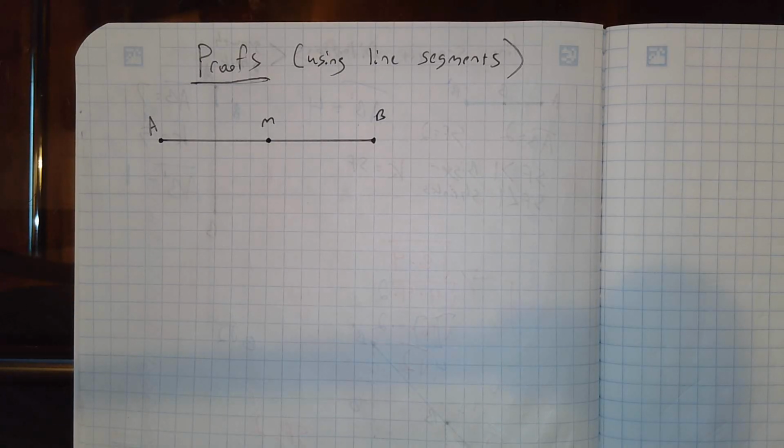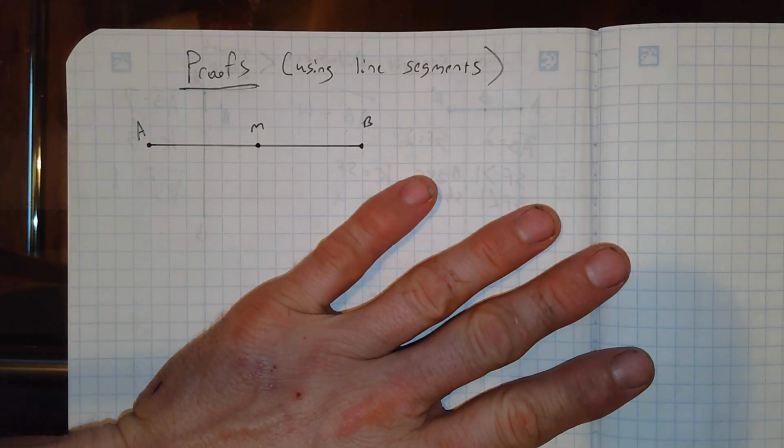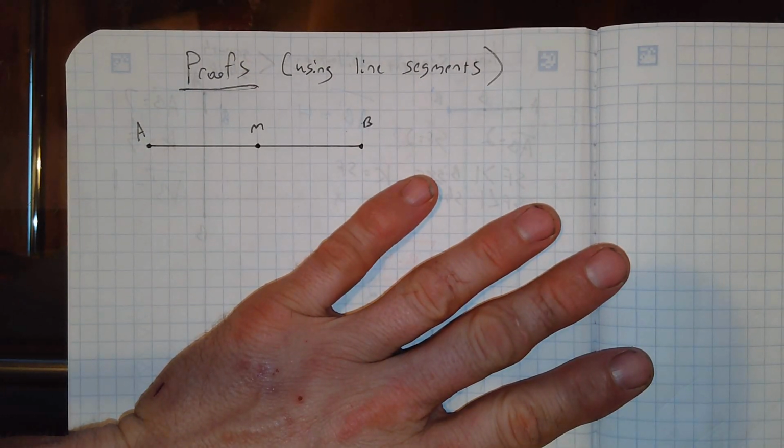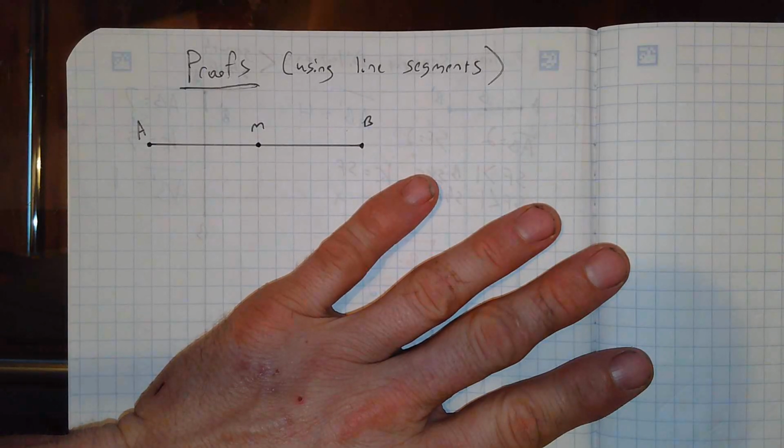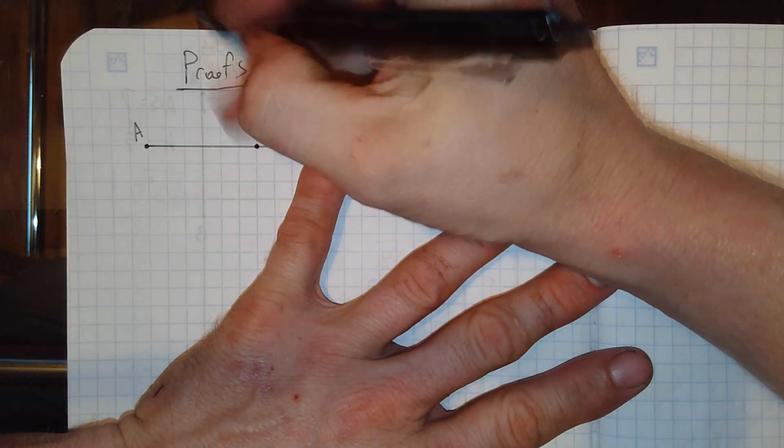Okay? Think of yourself as like a math lawyer and you're in a court of law, and the only thing you can use are postulates, axioms, definitions, and theorems that are widely accepted by everybody to be true.